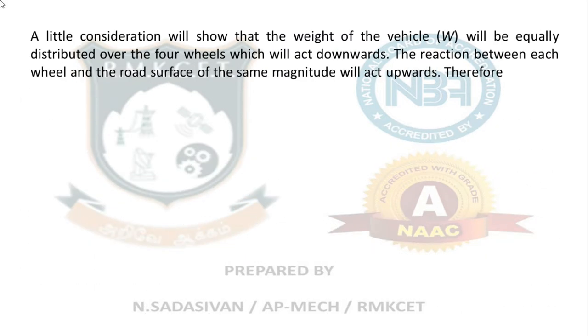A little consideration will show that the weight of the vehicle will be equally distributed on all the four wheels and will act downwards. This is very obvious. If a car weighs 2.5 tons and has four wheels, each wheel will carry 2.5 tons by 4. All the four wheels are equally carrying the load, so you can divide by 4. It's safe to assume, right? This load is acting downwards, but I am going to get a reaction force from the road surface to the car. Those two forces will balance each other, and that's why your car is standing on the floor. So the weight of the car, distributed equally on all the four wheels, will act downwards, and I am going to get a reaction force.